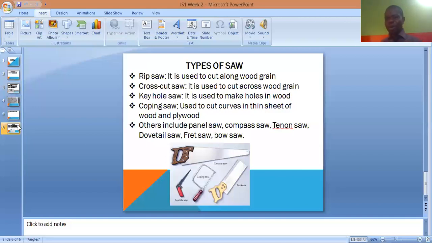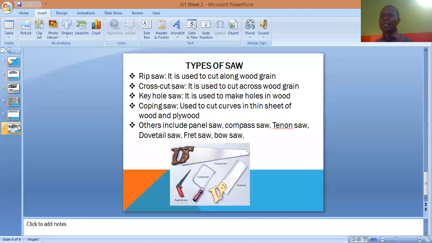Then the coping saw. This one is used to cut curves. You want the thing not to be rectangle or square or whatever. You want to cut curves, so the coping saw is used. It's not used to cut thick wood, but on thin sheets of wood and then plywood. You use the coping saw because it's not strong enough to cut hard wood, like we discussed hard and soft wood in our previous terms.